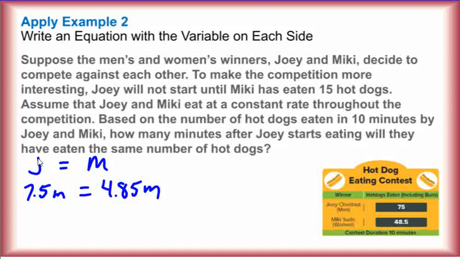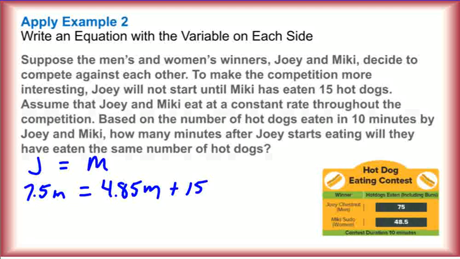But we need to make sure that they equal the same amount. It says that Joey will not start until Miki has eaten 15 hot dogs. So if he goes at a 7.5 rate, but he cannot start until after Miki has eaten 15, I need to add 15 hot dogs to Miki's side, and then they would be equal. But right now it says how many minutes after Joey starts will they have eaten the same number. So now I need to solve for M.